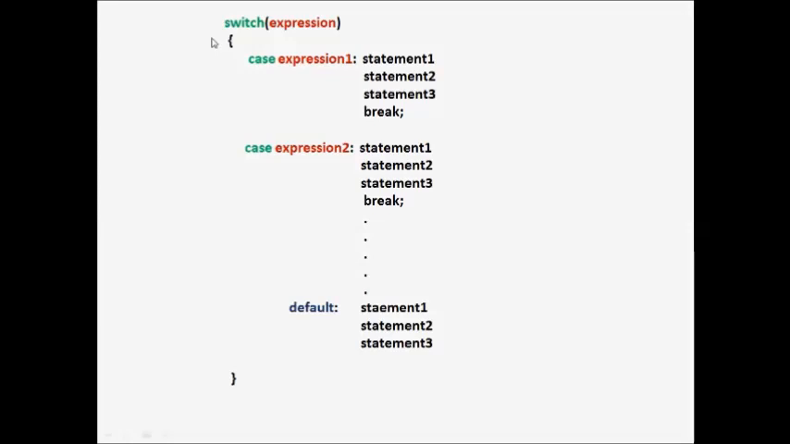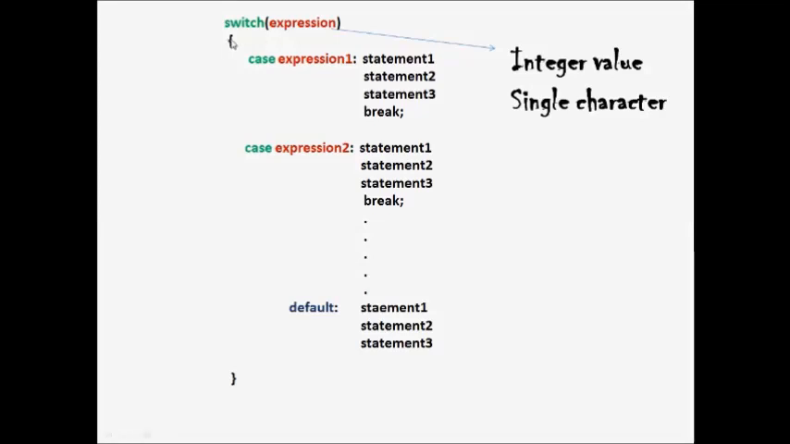This is the syntax for the switch statement. First, you need to write switch, and after that, in parentheses, you need to write an expression. This expression must have an integer value, and this expression can be a single character. As I told you in one of the previous tutorials, a single character is of type integer.